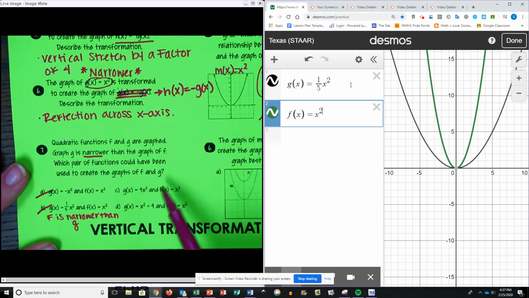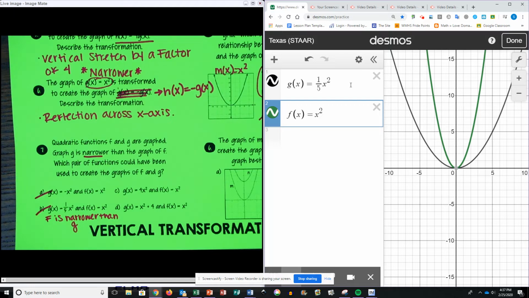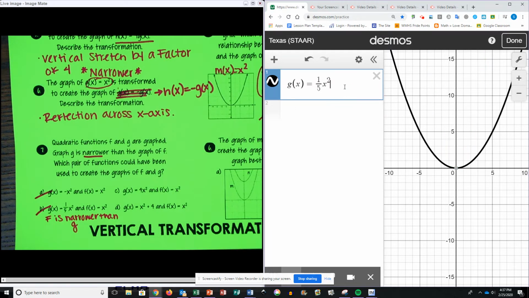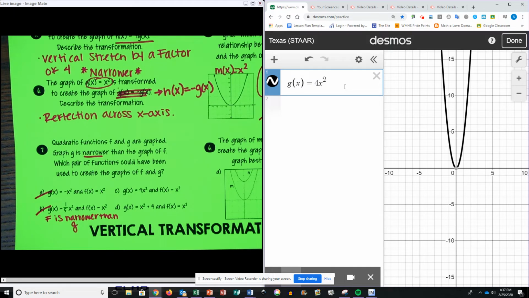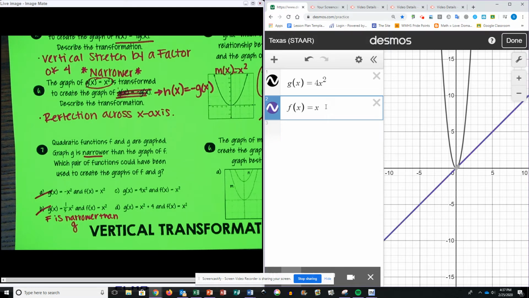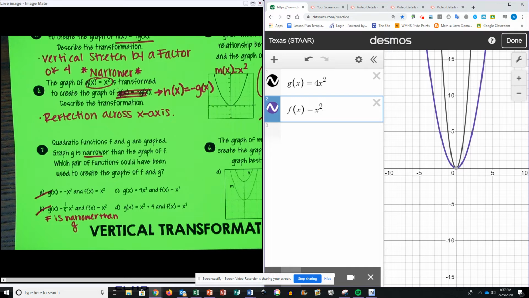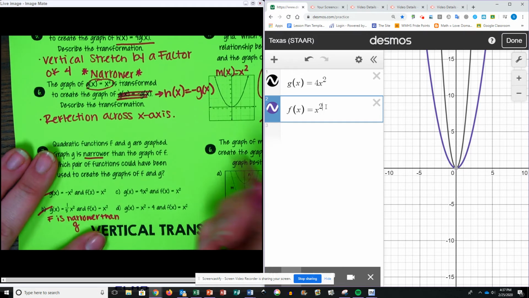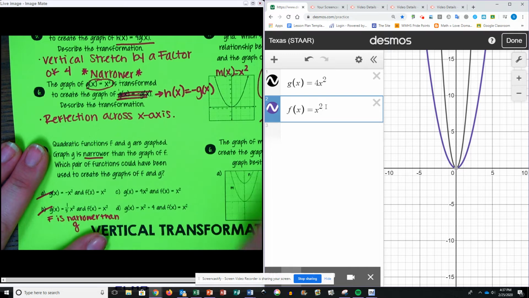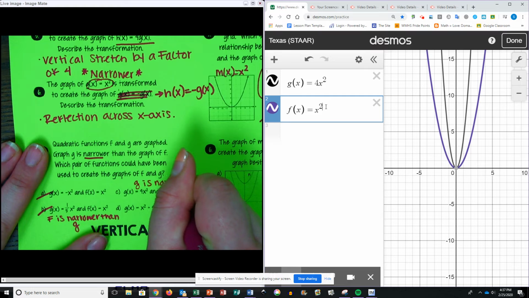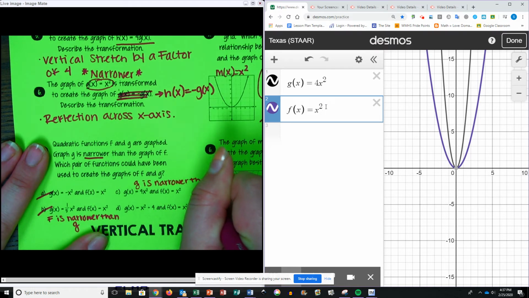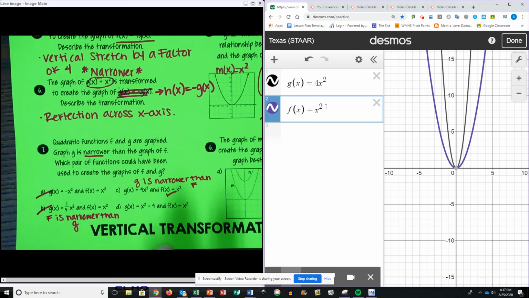All right, now let's look at C. g of x equals 4x squared. So let's come back up here. g of x equals 4x squared, while f of x is our parent function, x squared. The rule was that g needed to be narrower than f. And here, my black line of g is narrower than f. So this really might be a good answer choice. Let's try the last one though.